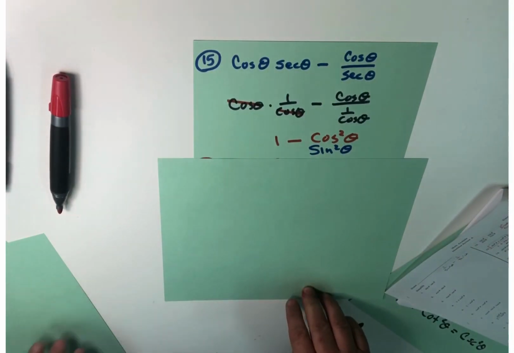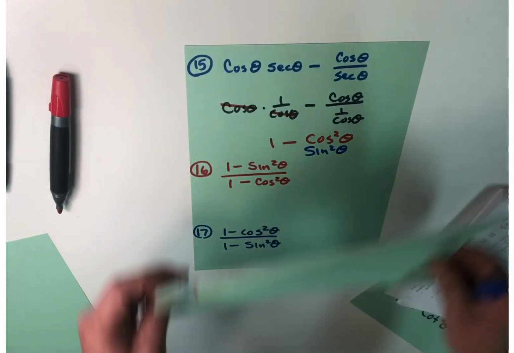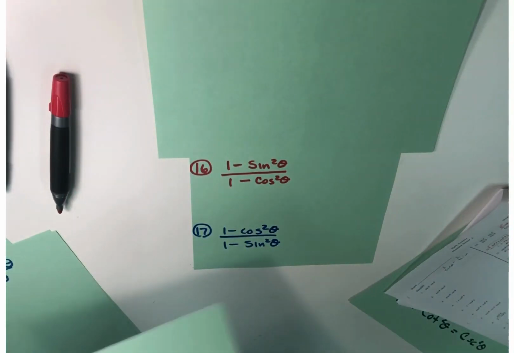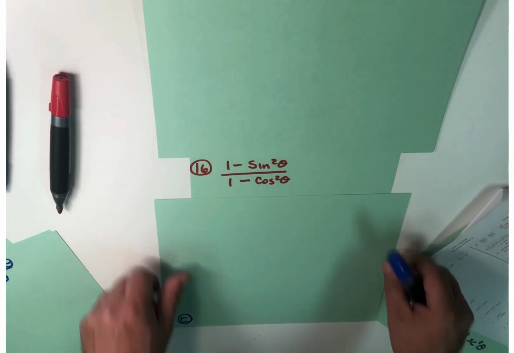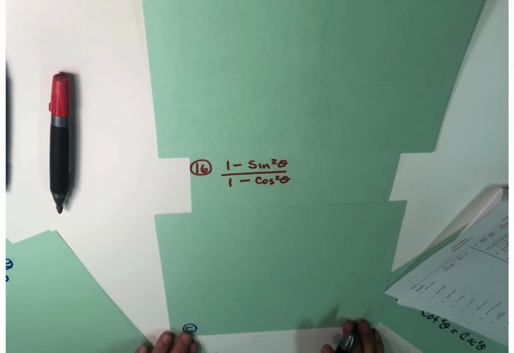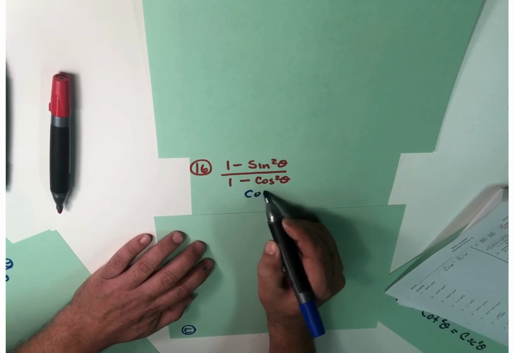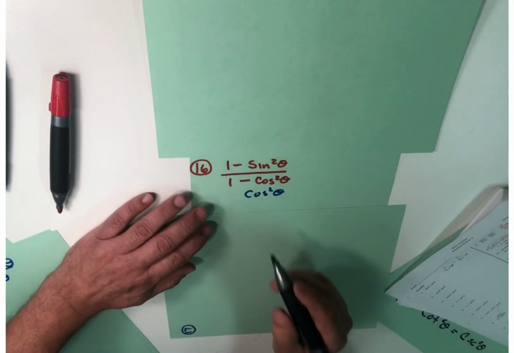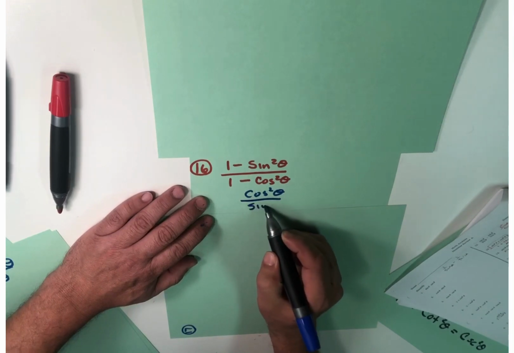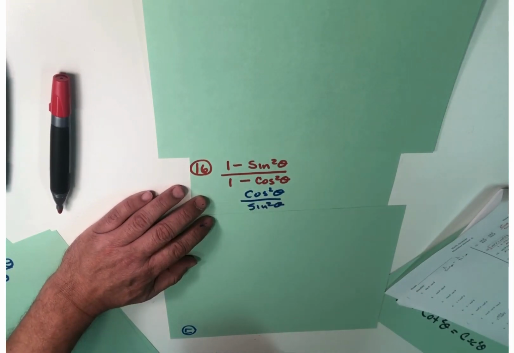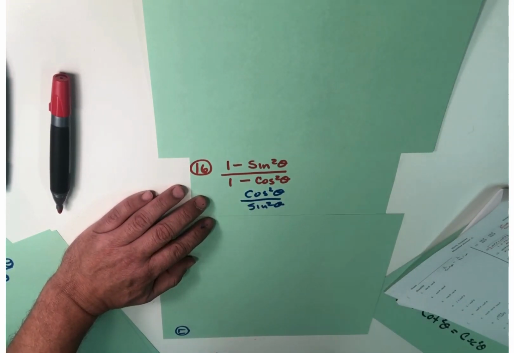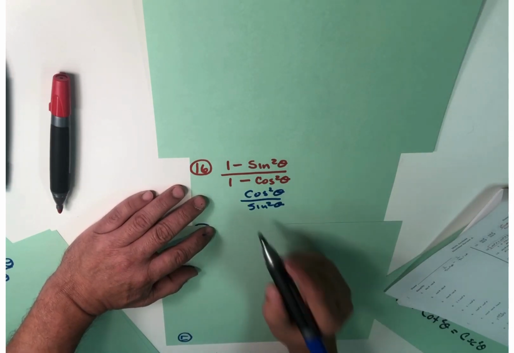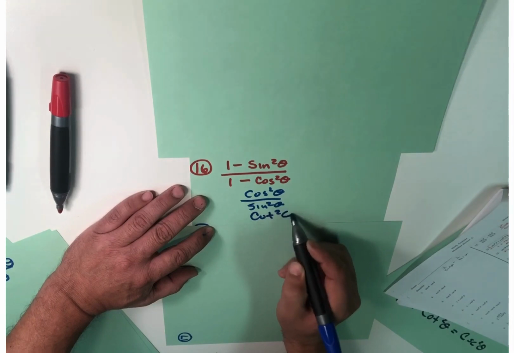Okay. Oh, that was 15, so it must be number 16 that's next. Okay. Oh, wait a second. I recognize 1 minus sine squared theta. That turns into cosine squared theta. And I also recognize 1 minus cosine squared theta. That turns into sine squared theta. And no fractions. What is cosine squared theta divided by sine squared theta? It is cotangent square theta.